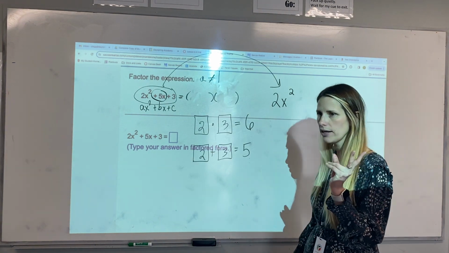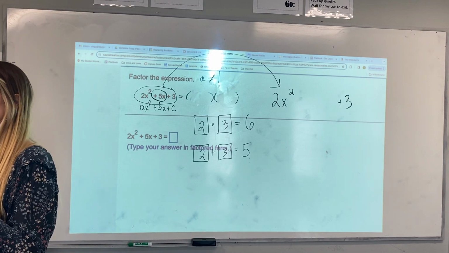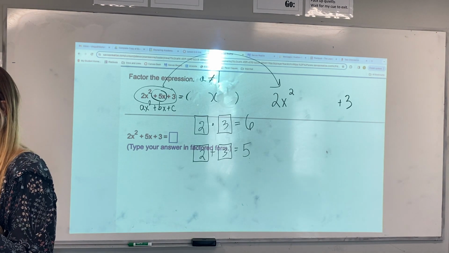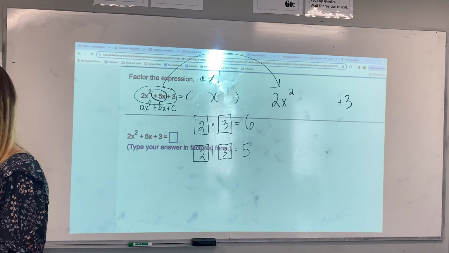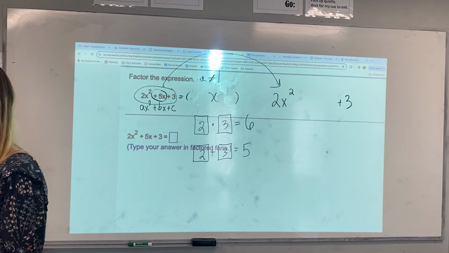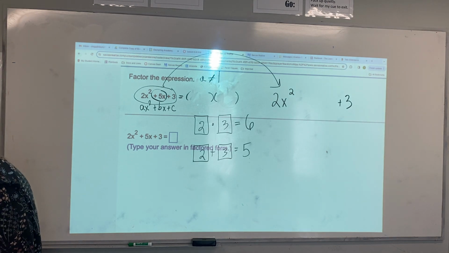Am I allowed to do that? Am I allowed to rewrite something as a combination of other things? Like, if you say, bring me 5 cookies, am I allowed to bring you 2 cookies and 3 cookies? Because that's bringing you 5 cookies, right?